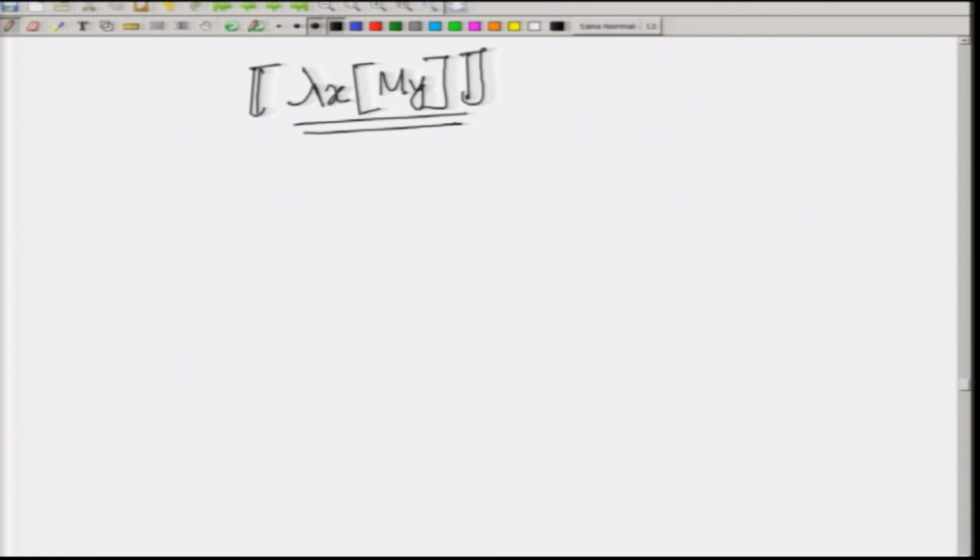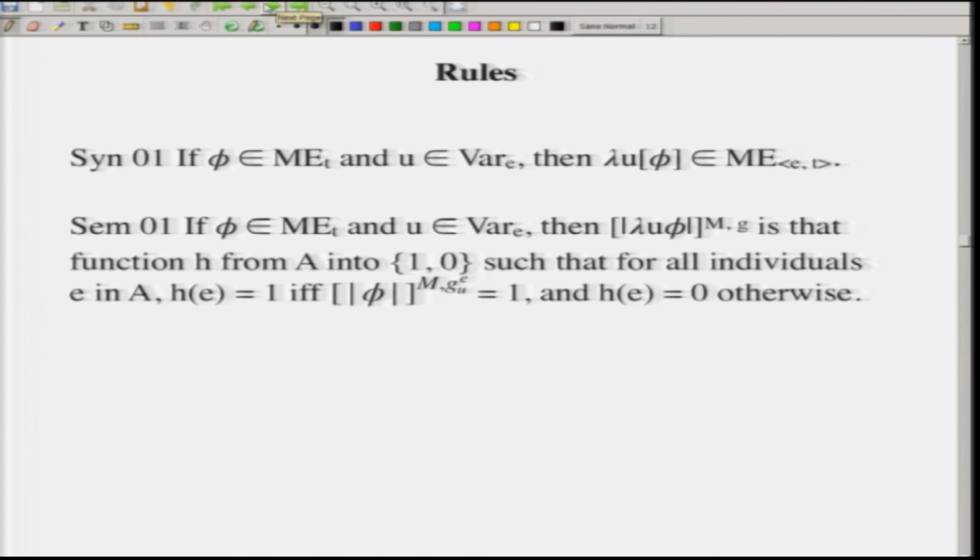Why? Once again I just get back to the definition so that it makes proper sense. If phi belongs to ME_t and u belongs to Var_e, then lambda u phi belongs to ME_e to t, that's fine. But this is not saying that phi must contain at least one occurrence of u. So there is no constraint like that. In that case, what is the value of lambda u phi? It will be a function h from A into {1, 0}, of e to t type, such that for all individuals in A, h(e) equals 1 if and only if the rest holds.